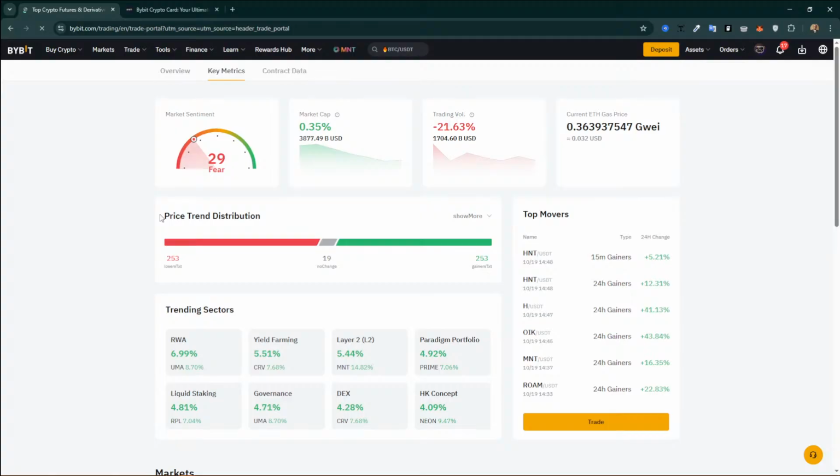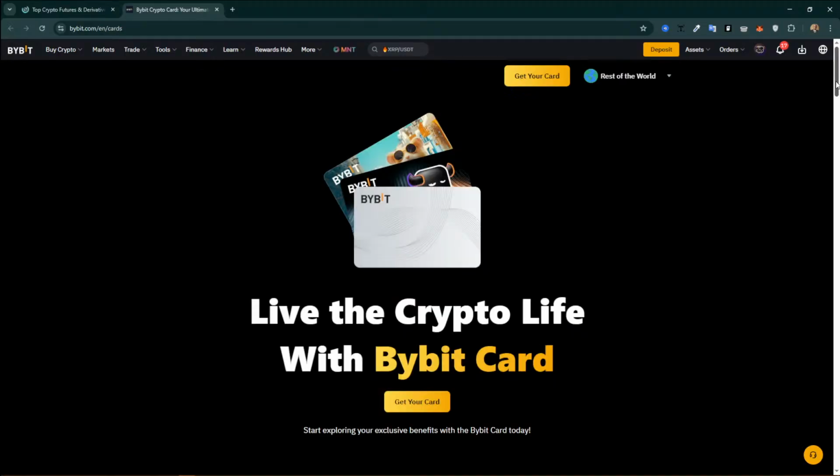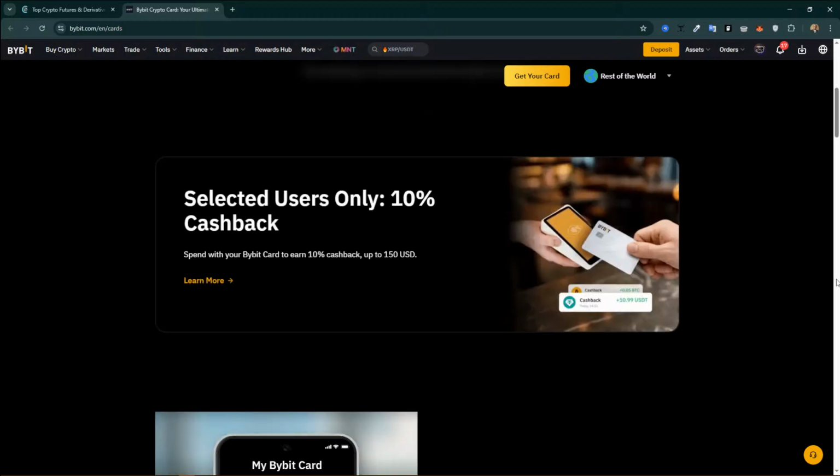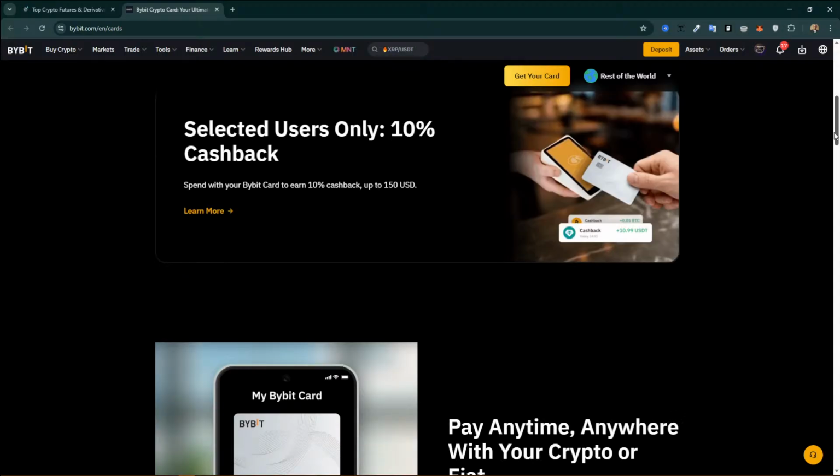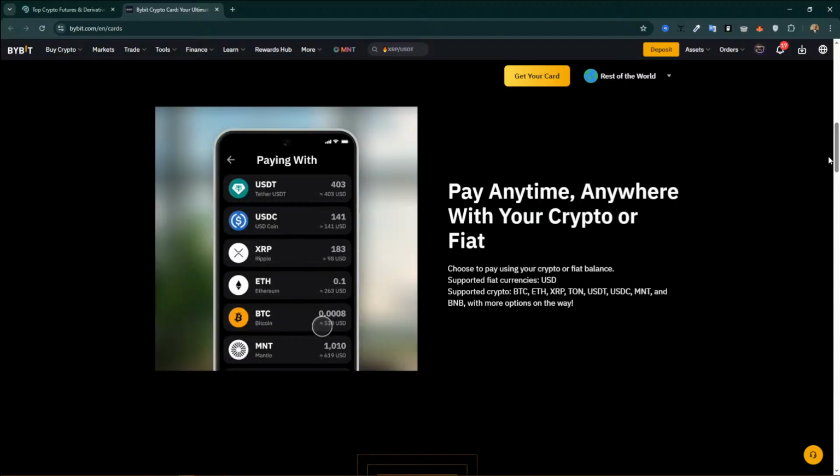So this card right here, as I mentioned earlier, it allows you to spend your crypto. It's connected to your wallet. It allows you to spend your crypto using what looks like a debit or a credit card. It's called a ByBit card, and you can also earn 10% cashback for selected users. So you notice how it works. It actually works like the usual debit or credit card. Swiping through, making payments, pay anytime, anywhere with your crypto.